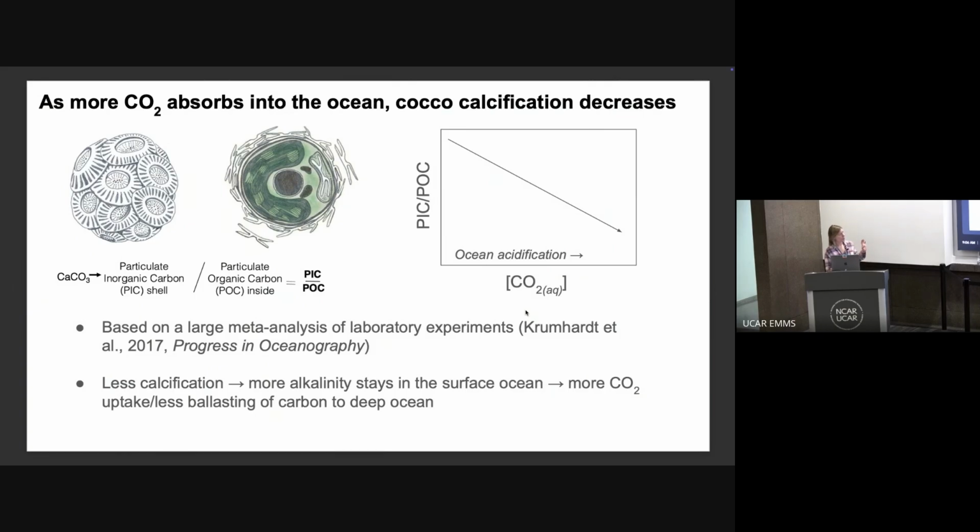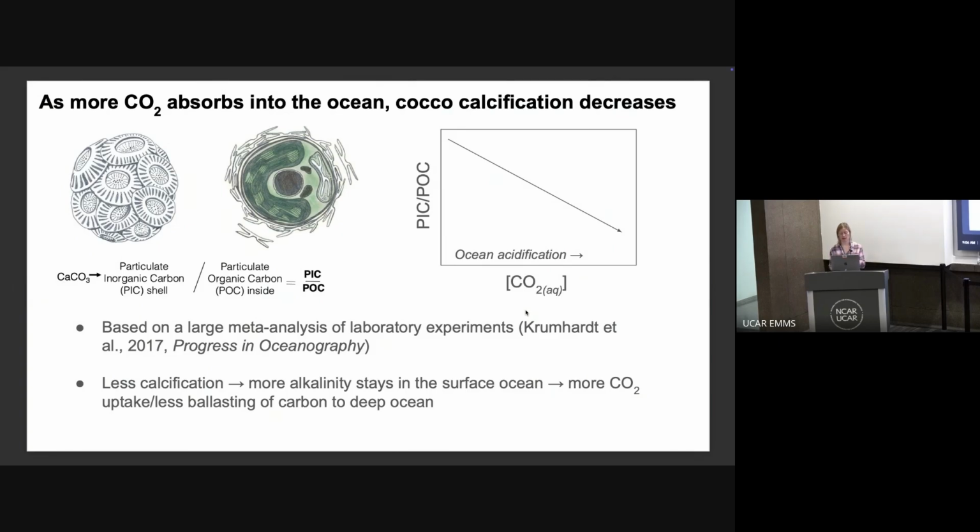And so the ratio of these, the PIC to POC or the PIC-POC ratio, is like a measure of the degree to which the coccolithophores are calcified. And so as aqueous CO2 increases in the ocean, so ocean acidification, then PIC-POC tends to decrease. And we put these relationships into Marble, and they're based on a large meta-analysis of many laboratory experiments for different species of coccolithophores. And so in general, if we go forward in time, you have more ocean acidification.